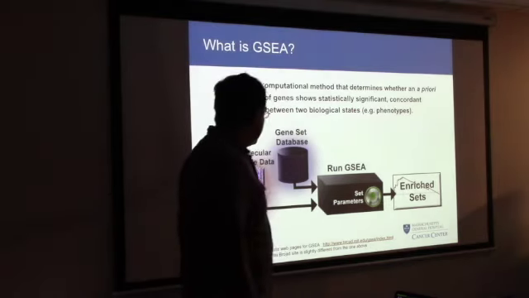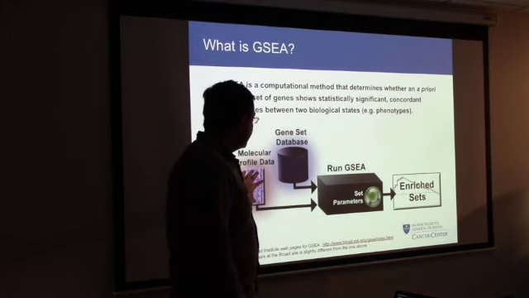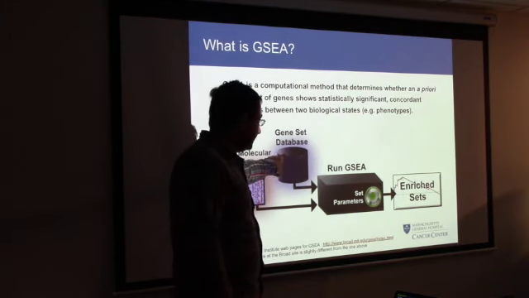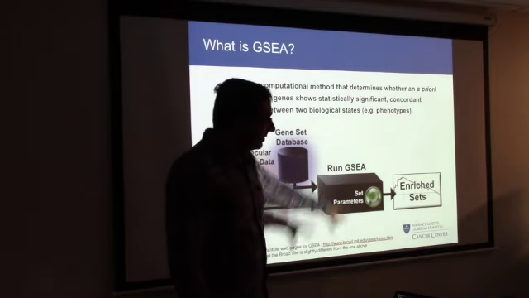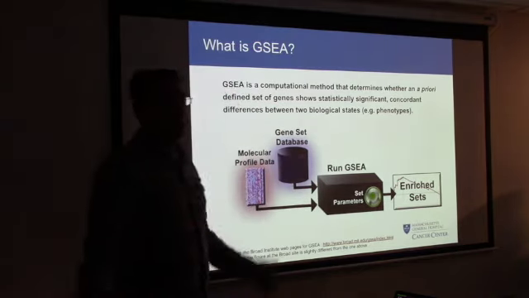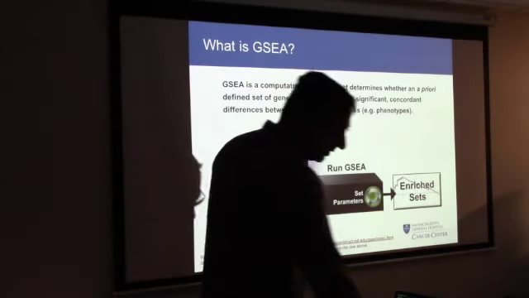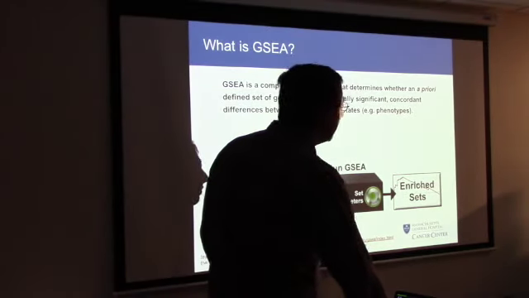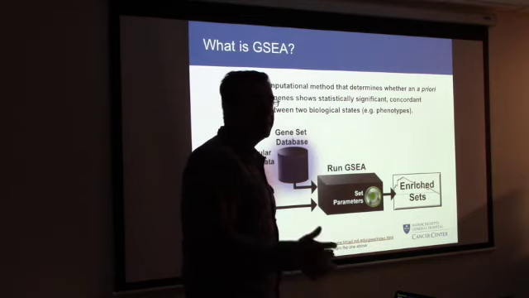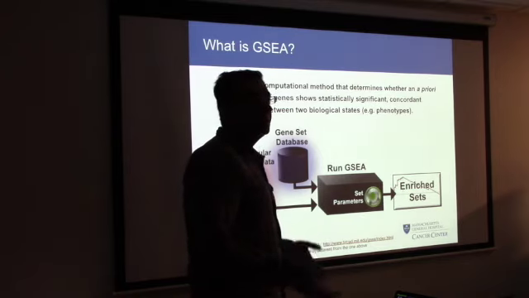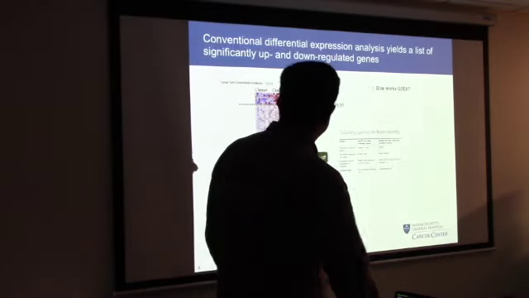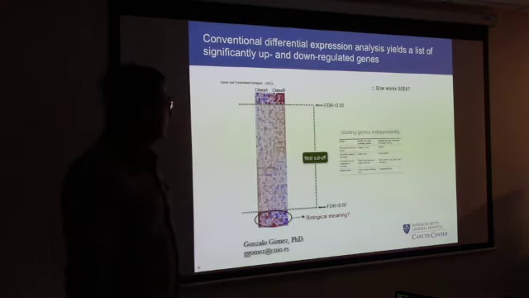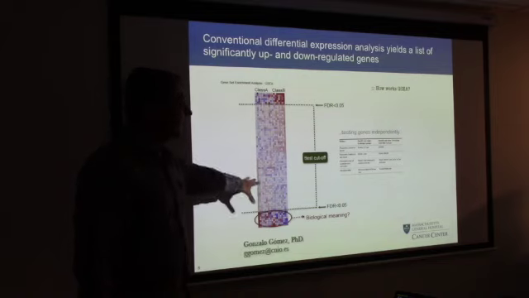Okay, so you have your molecular profile data set, you have your gene set database, you run GSEA, and then you find out how those sets are enriched in your data set, all right? You get a score in the end for each gene set, so if you were to compare different gene sets, you can find out which gene set is more expressed in your data set versus not. Okay. So far you recognize this figure, right?